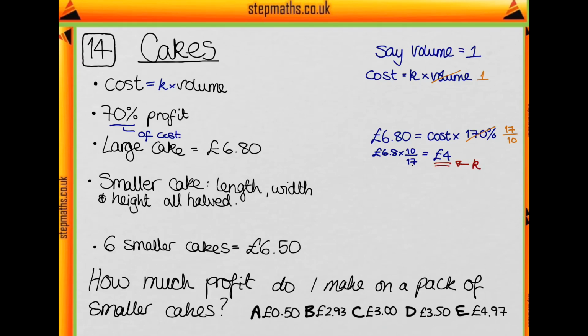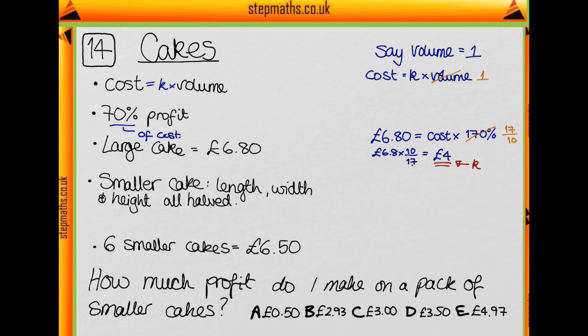And this is going to be our value of k, because we said that cost is equal to k up here, because we've said the volume is 1, so k is equal to £4. Now let's think about the smaller cakes. How does the cost of a smaller cake relate to that of a larger cake? Well, for the smaller cake, the volume is changed because we've halved the length, width and height. Now, we know that the volume of this rectangular cake is just the length times the width times the height. So if we've halved all of them, then our volume is changed by a factor of 1/8.